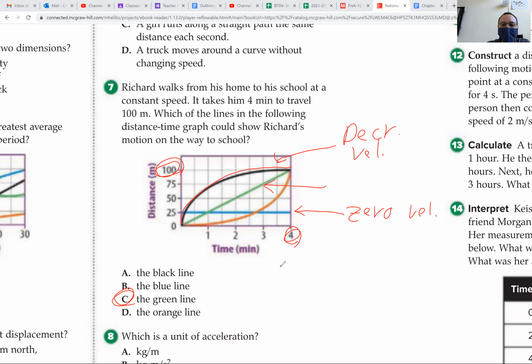Decreasing velocity. And then this orange curve actually shows increasing velocity. Okay, that's what's going on there because the slope is increasing over time. So that person kind of started slowly and then realized, oh, I gotta hustle and get to school, right? So that's what's going on there. Okay, any questions? Let's move.